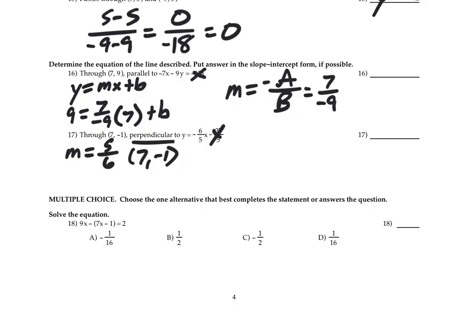Okay. And once again, on both of these, you get a y-intercept that's a fraction. So don't freak out if you get a y-intercept that's a fraction. It's going to happen sometimes.